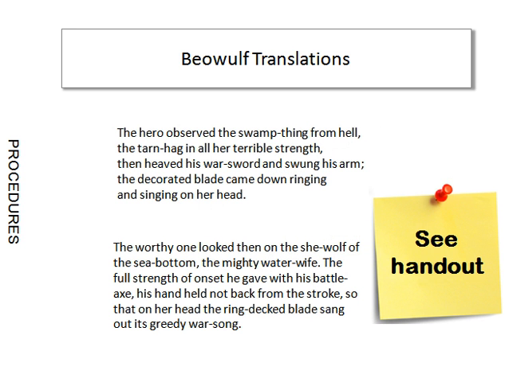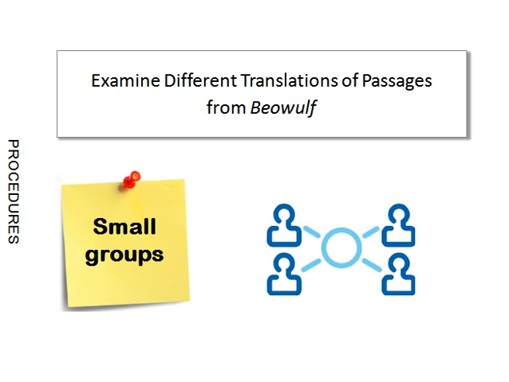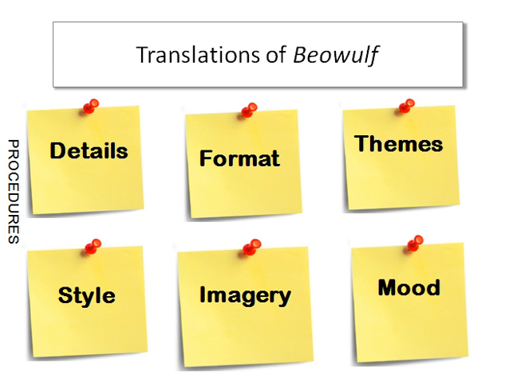Distribute copies of the same set of passages taken from different translations. In small groups, ask students to discuss what they like and dislike about each translation. Have them explain why. They can think about differences in imagery, style, mood, and emphasized themes. You may want to ask them if they would be able to determine which translator wrote a passage if they weren't told. In other words, how distinct are the translators' styles?